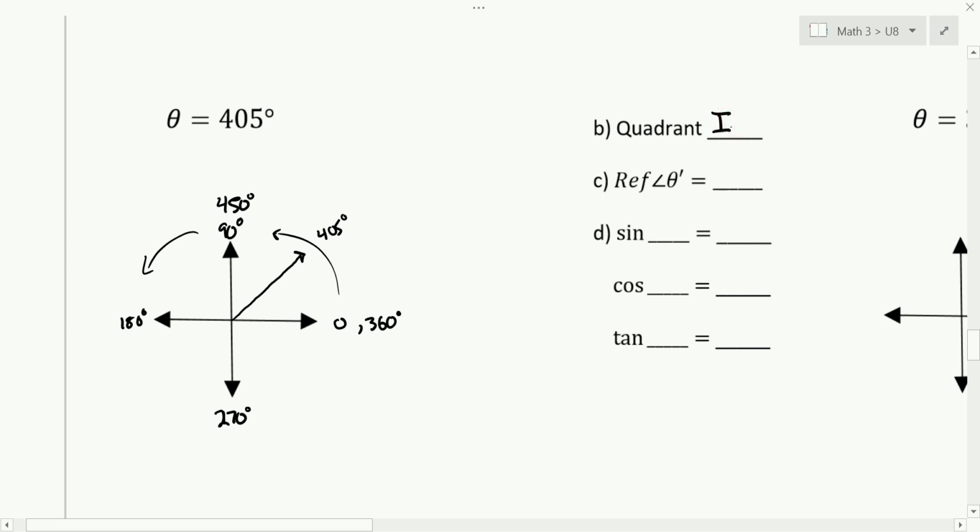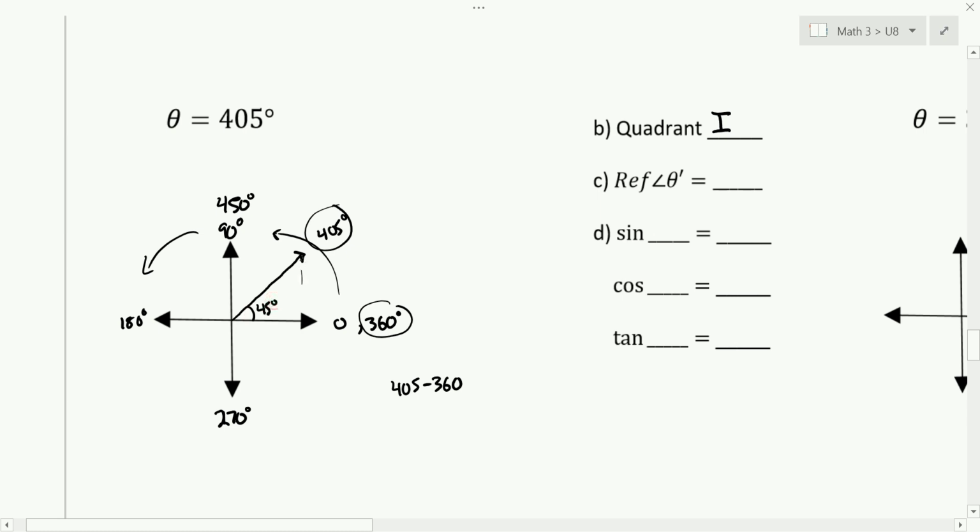And then, Emily, what'd you get for the reference angle? How'd you get 45? What'd you do? Good. So if you subtract 405, which is our terminal side, with the angle on the x-axis, don't choose 0 because you want to get something that's acute, smaller than 90. You end up with 45 degrees.